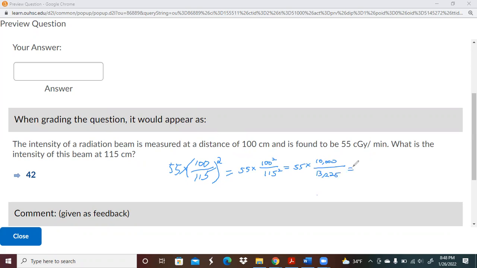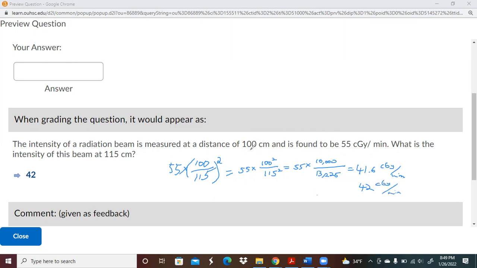So if we take 55 times 10,000 and divide by 13,225, we end up with 41.58 or 41.6 centigray per minute, which in this particular case, I'm just having you round to the nearest ones place. So it'll be 42 centigray per minute.